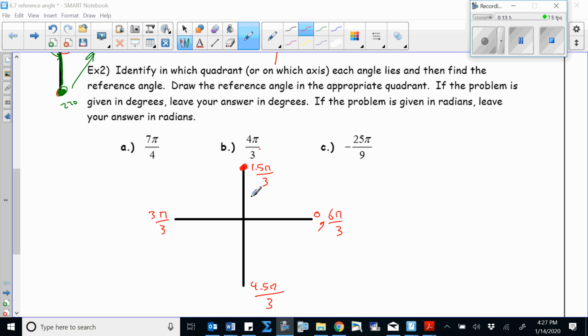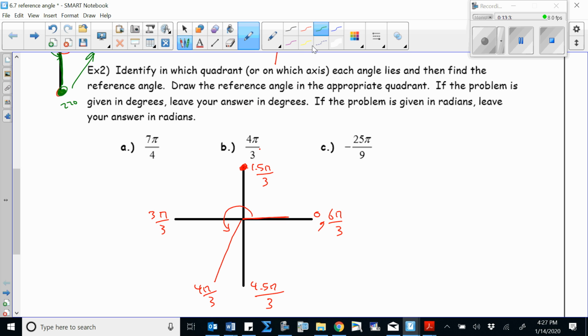Okay, so because 4 is between 3 and 4, the terminal side of this angle is going to be somewhere like this. The initial side was here, and this is the terminal side. And this is the direction that we moved. So this is 4 pi over 3.